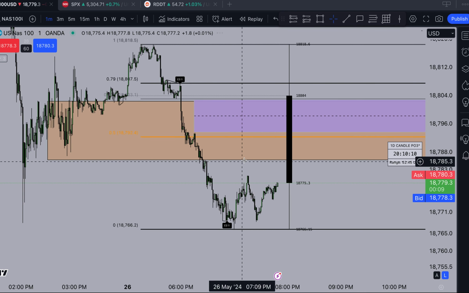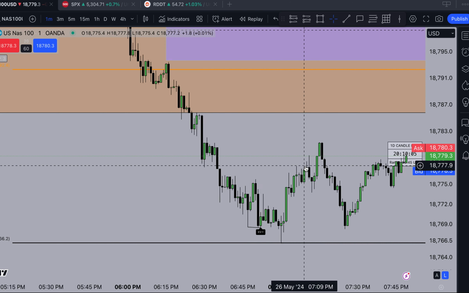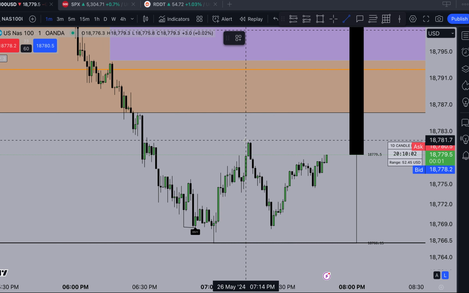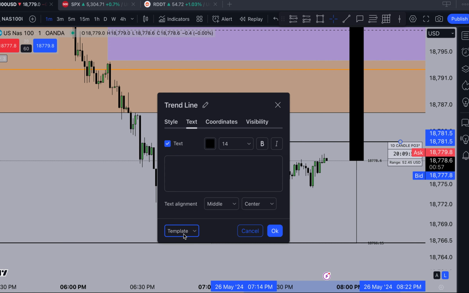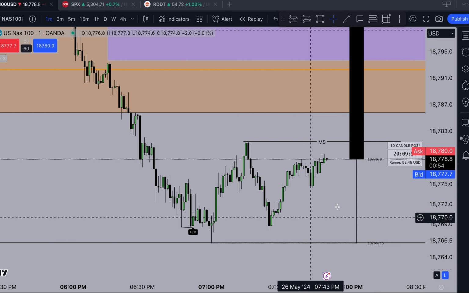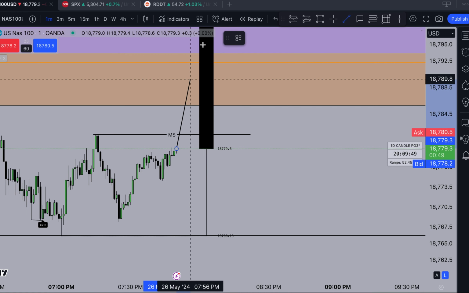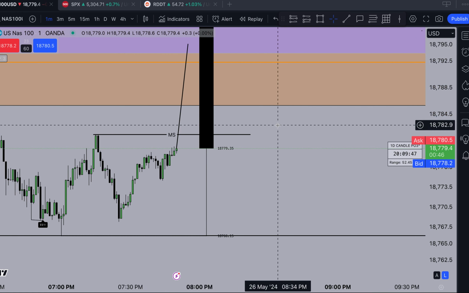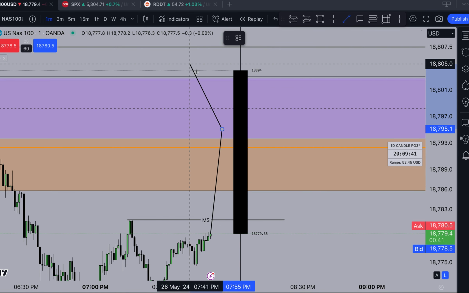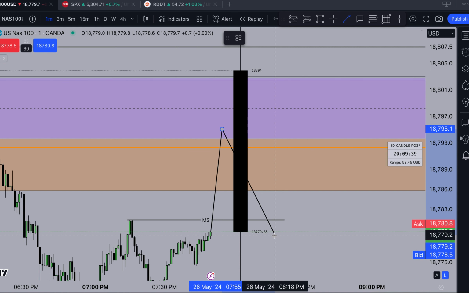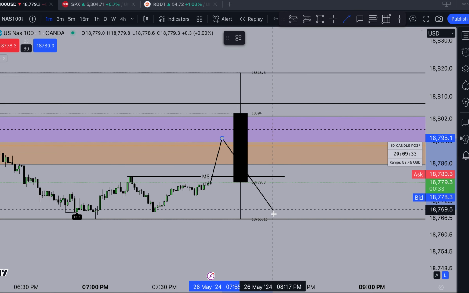On the 1 minute, as you can see, a lot of stuff is happening. We do have this internal market structure on the 1 minute that I want to see a break to the upside. So here's what I want to see: a market structure shift, followed by a lot of bullish price movement. If price reaches anywhere in this fair value gap, I'd put my stop loss just above this area. For TP, I'm going to target this previous low right here.